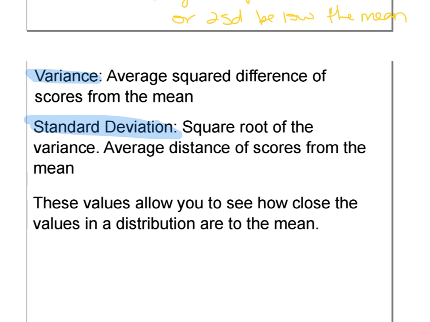So standard deviation is the square root of the variance, which means it's the average distance of scores from the mean. So yesterday, or in 6.2 when we did the IQR, that showed us how our data was around the median. Standard deviation tells us how our data behaves around the mean, and that just tells us how spread out or how close together the data is. So these values allow you to see how close the values are to the mean.